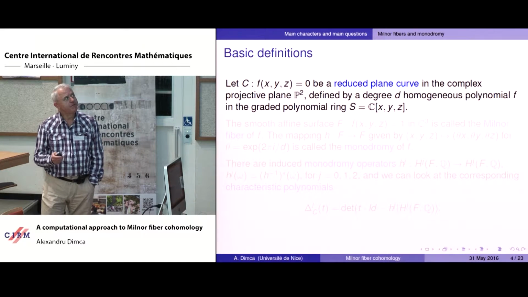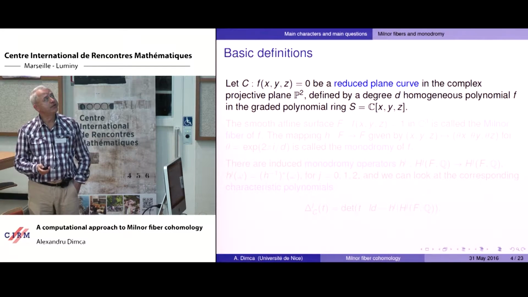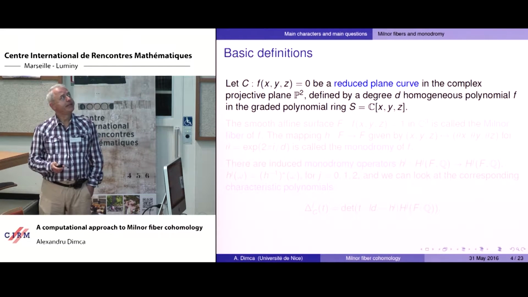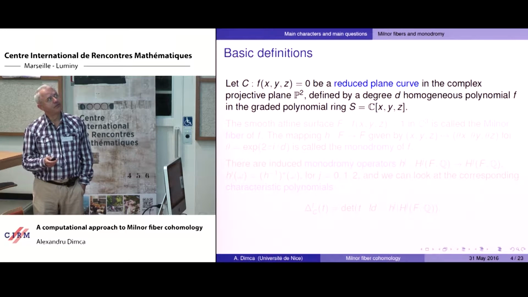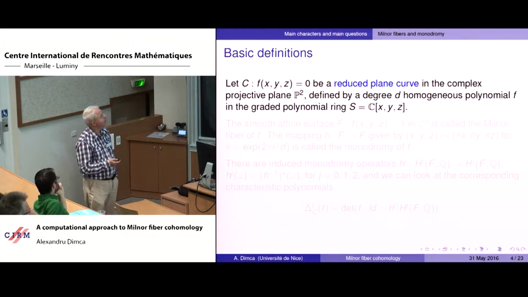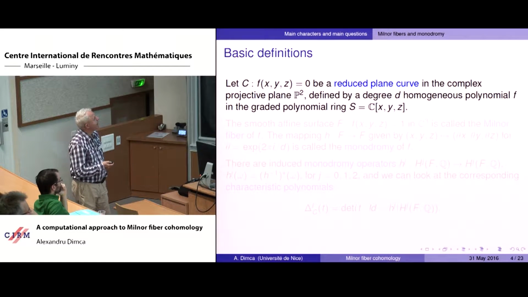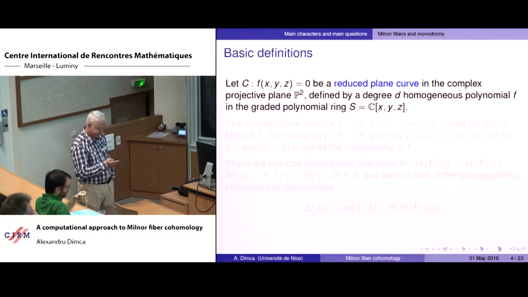I will fix the simplest interesting case, that is a reduced plane curve in the projective plane. And I will denote by S the polynomial ring. In principle, one can do everything in this talk for hypersurfaces with isolated singularities in higher dimensional projective spaces. But I will restrict to this case because here the results are simpler to present and more complete.